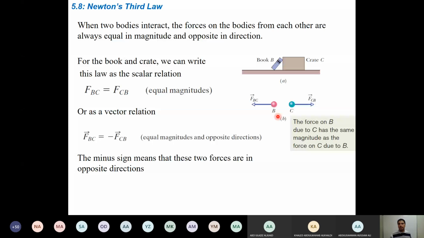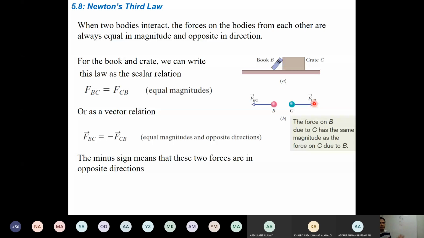Here in this case, the second part of the figure shows the crate, let's say this point is representing the crate. There is a force on the crate from the block. Just look at the notation. Whenever we are writing the force on the crate from the block, this will be the notation: on the crate from the block, okay? And if we are saying the force on the book from the crate, these are the BC and CB.